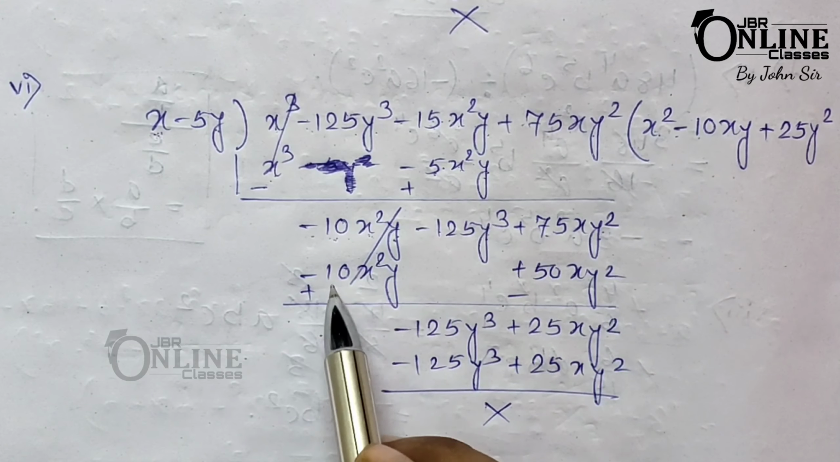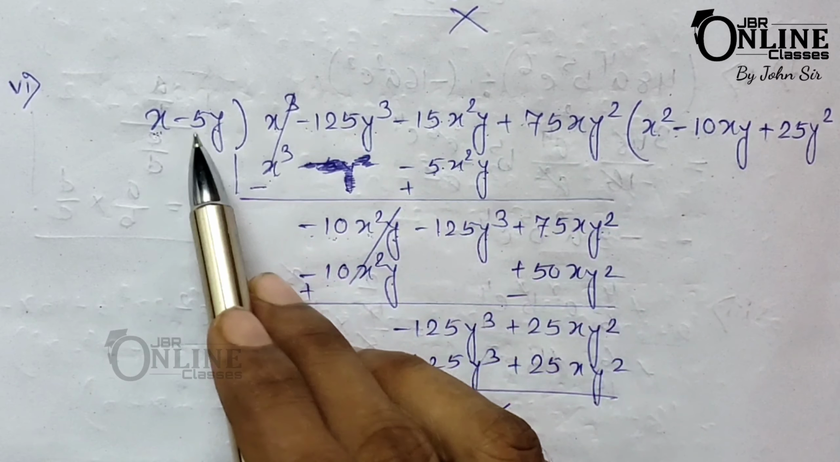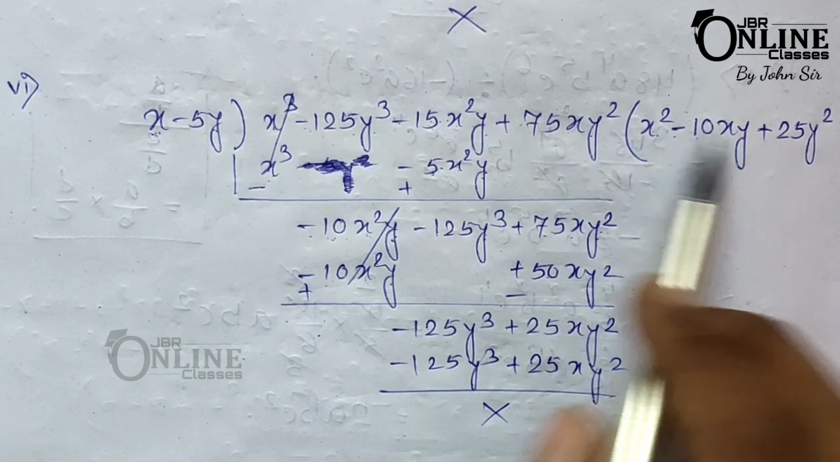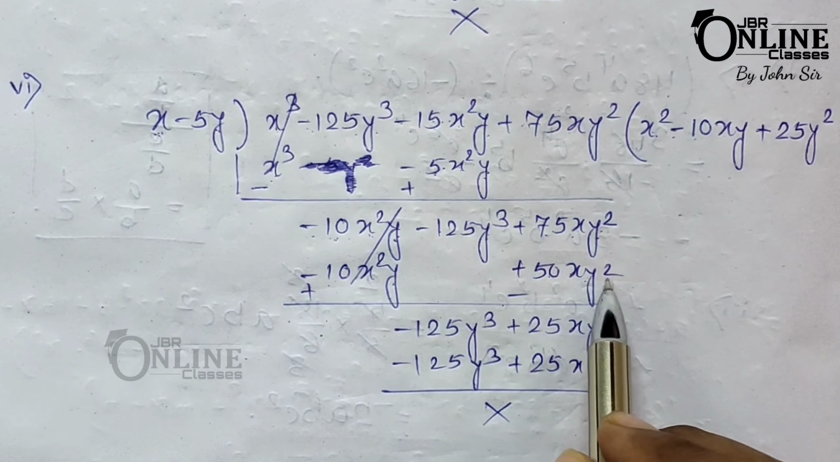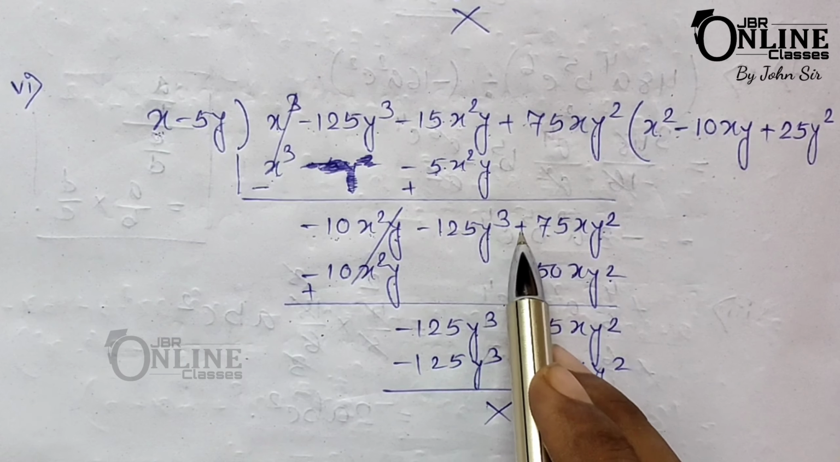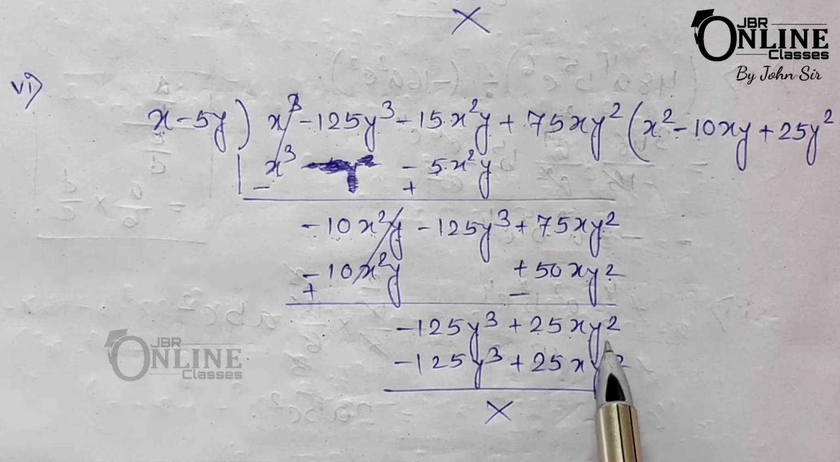So here after multiplication, minus 10x²y, and then 10 into 5, 50, x into x, xy into y, that becomes xy². Okay, so write down here minus 125y³, then plus here minus, that becomes 25xy².